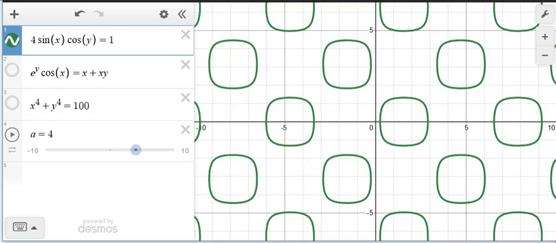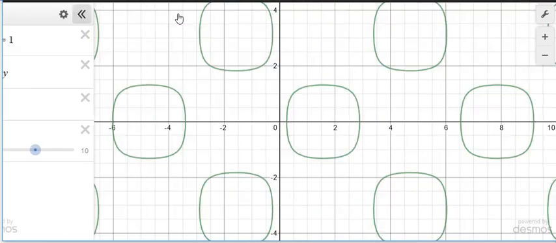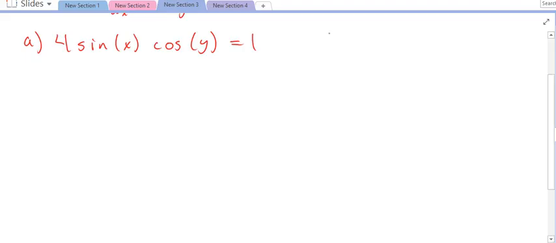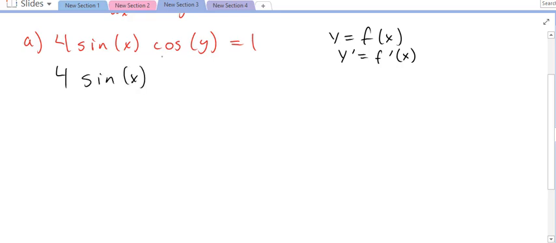Before we actually take the derivative, let's go ahead and look at the graph real quick. It's an unusual looking function, very periodic, but definitely not a function, failing the vertical line test all over the place. So as before, I'm going to start by making my substitution, saying y is equal to f of x, and then eventually we're going to replace any f prime of x with y prime. So we're going to have 4 times the sine of x times the cosine of f of x equals 1.